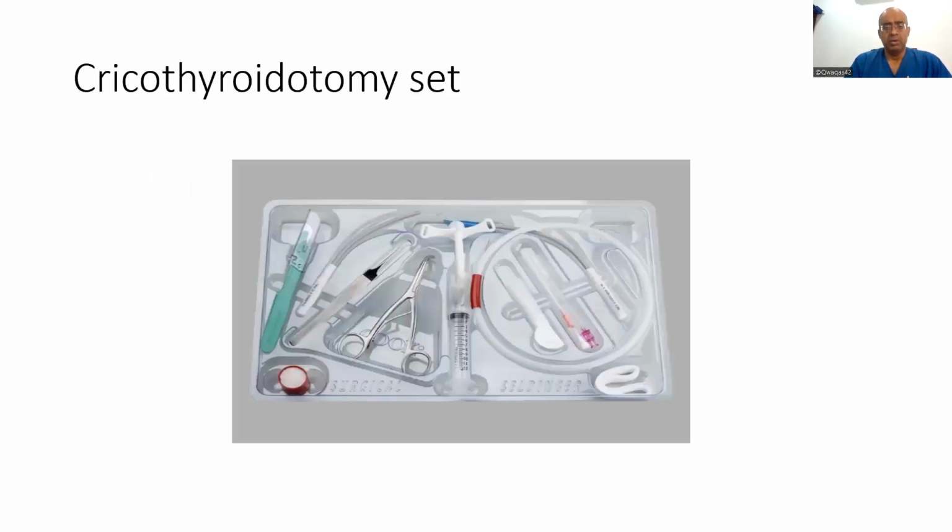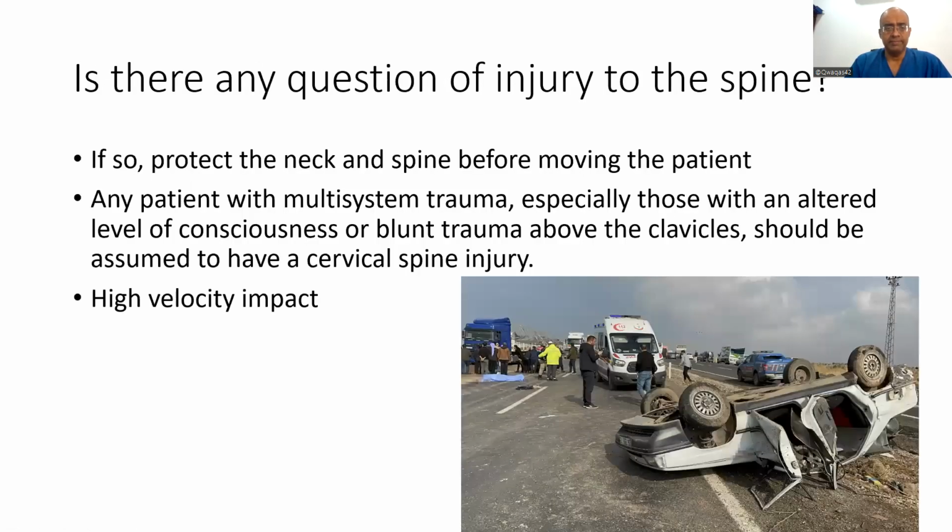This is a cricothyroidotomy set. It is a disposable set. You can see the various components. It has a knife, then after local anesthesia infiltration, it has a dilator as well. Then these are the various instruments which are used for the cricothyroidotomy. It is also known as mini tracheostomy.